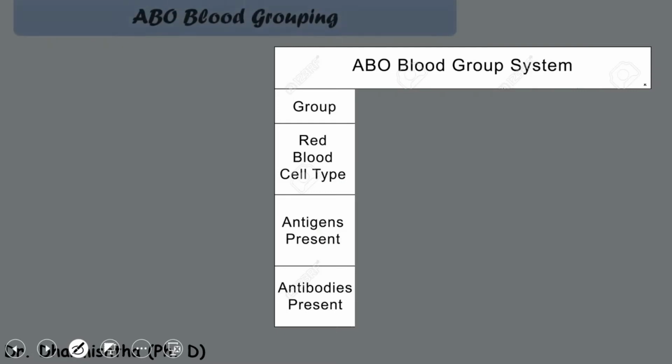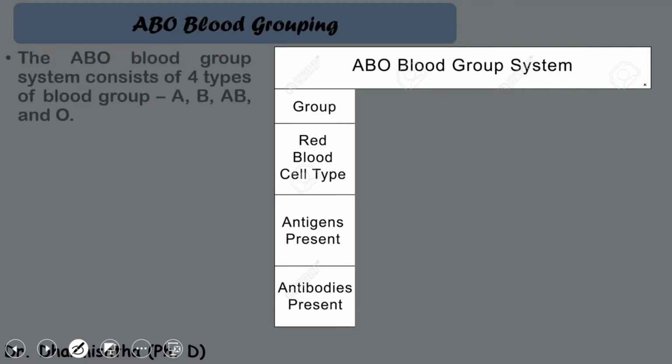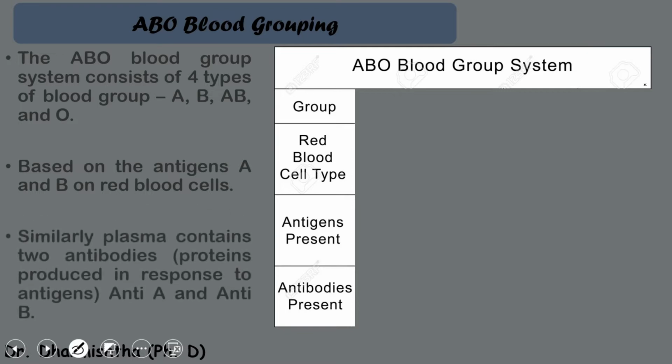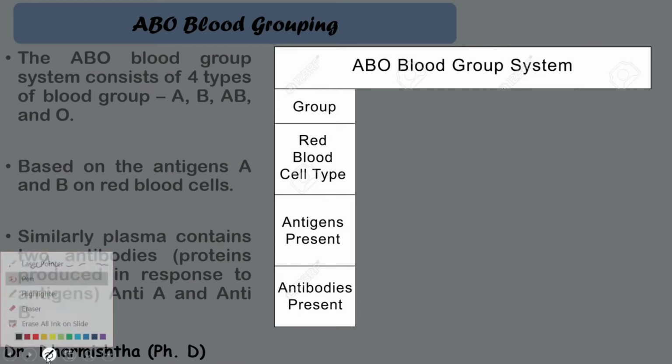In the ABO blood group, there are a total of 4 types of blood groups: A, B, AB and O. Based on the antigens on red blood cells, if there is A antigen on the RBC, it is the A blood group. If it is B antigen, it is the B blood group. Similarly, the plasma already contains 2 antibodies, antibodies A and antibodies B, which are naturally present in our plasma.